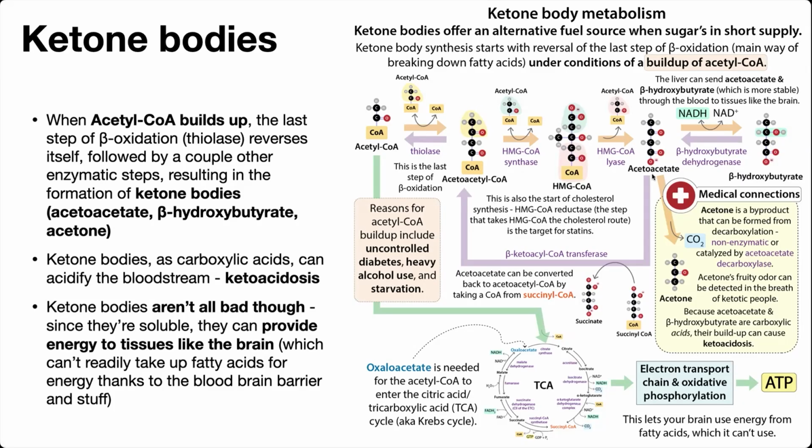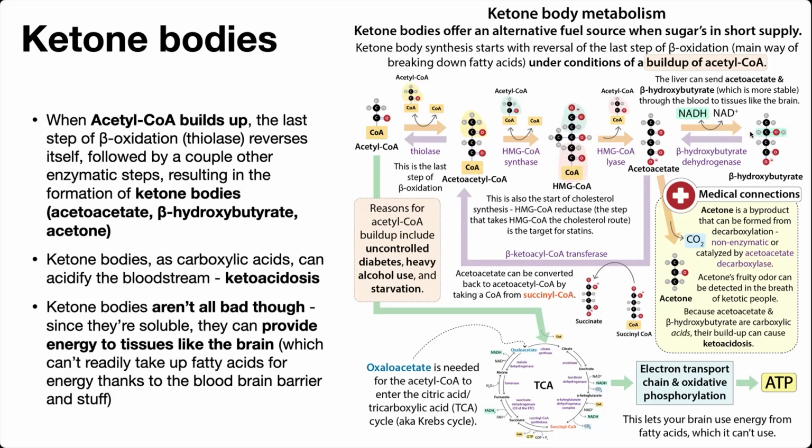It can spontaneously decarboxylate to give you acetone, which isn't great. And so instead, acetoacetate is going to get reduced to give us beta-hydroxybutyrate. And then this beta-hydroxybutyrate can be sent through the bloodstream to tissues like the brain that really need it. And so you can break down lipids in your liver. If you need to ship the energy from those lipids to the rest of the body, what you can do is you can send them as these ketone bodies.